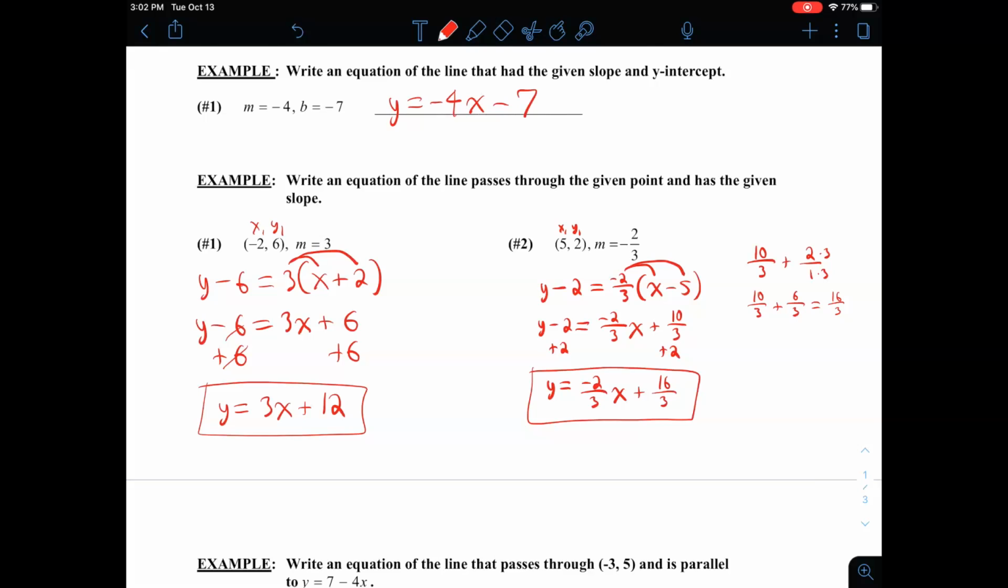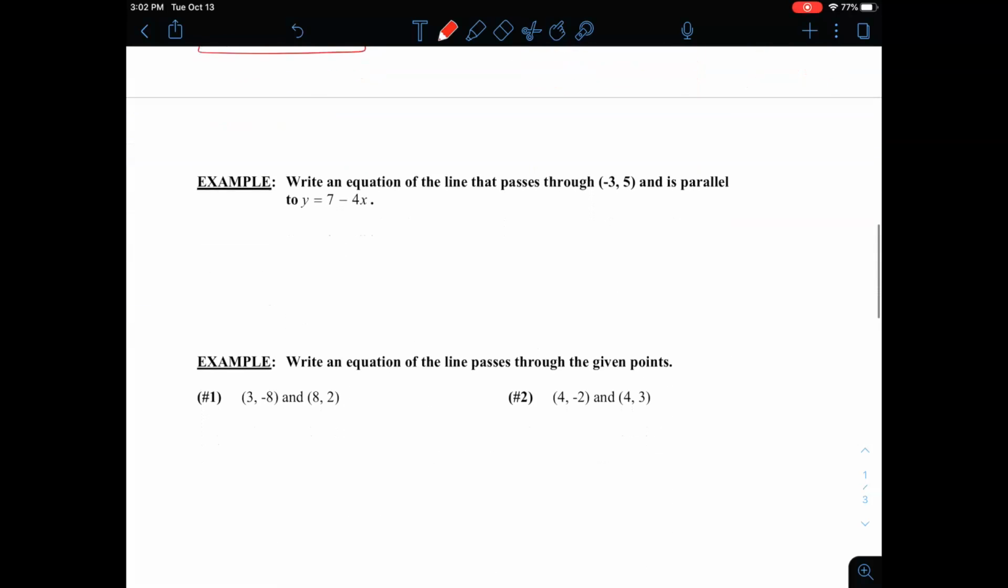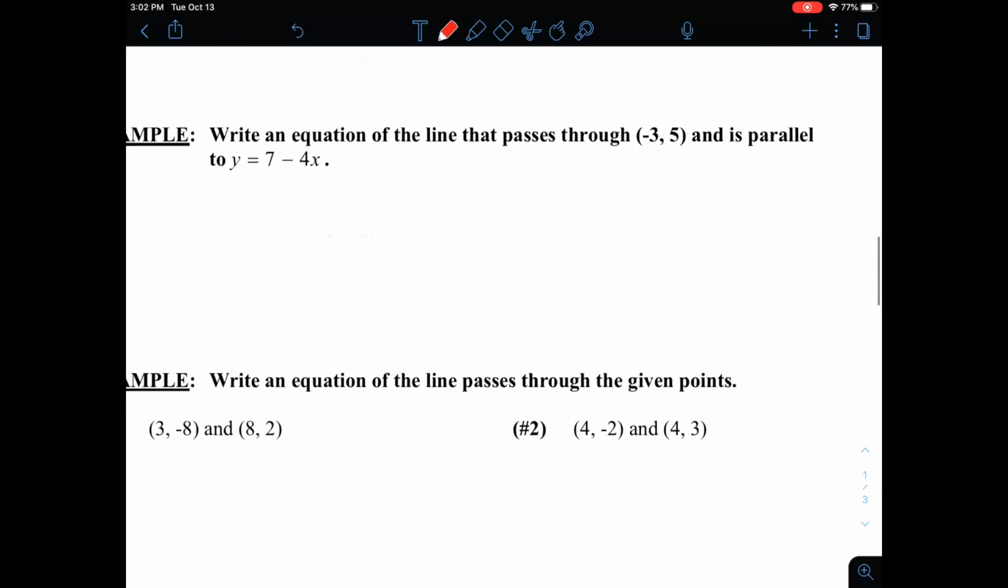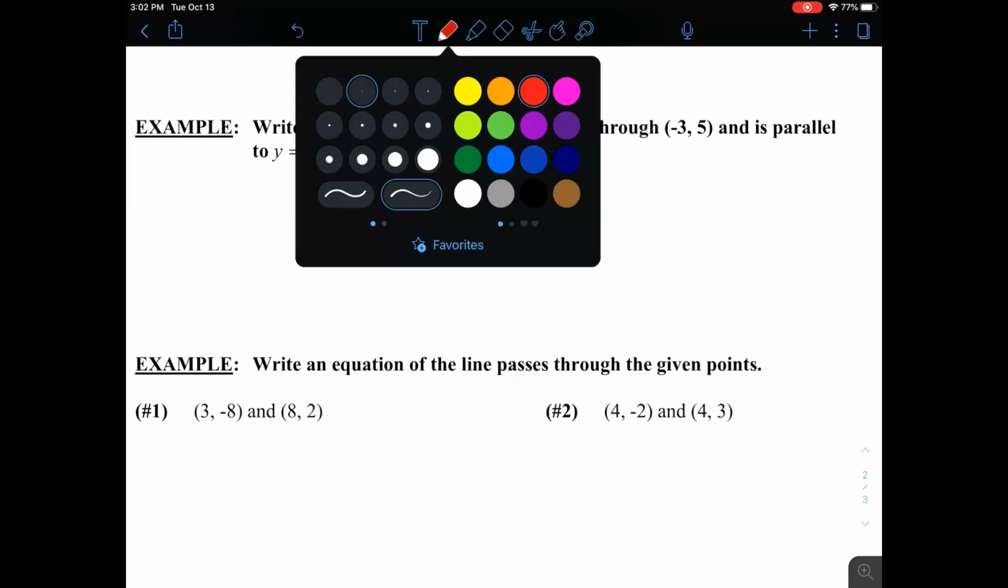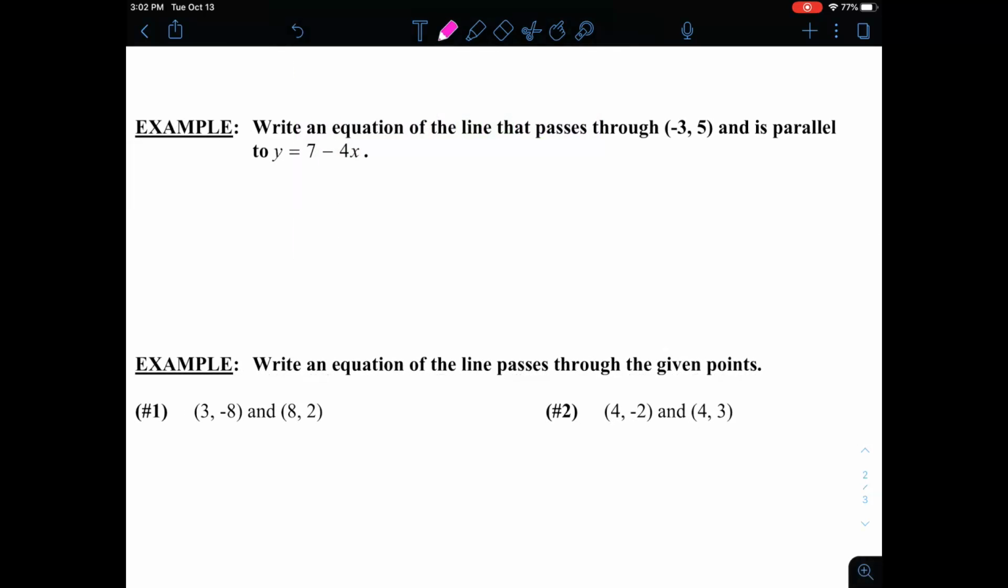Example, just this example, no number on it. So it says write an equation of a line that passes through negative 3, 5 and is parallel to y equals 7 minus 4x. Okay, so we're going to pass through this point. We're going to label this x1, y1, right? We're going to use that for point slope form probably. But what kind of slope are we going to use? It says it's parallel to this line. We have y equals 7 minus 4x.